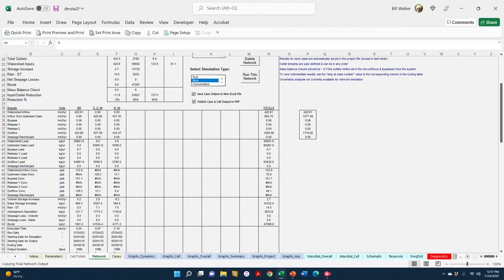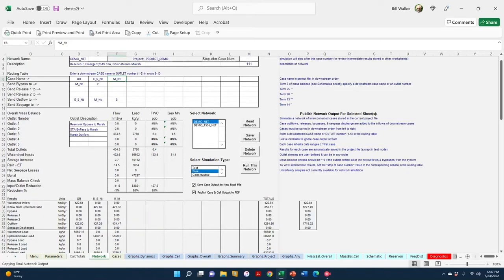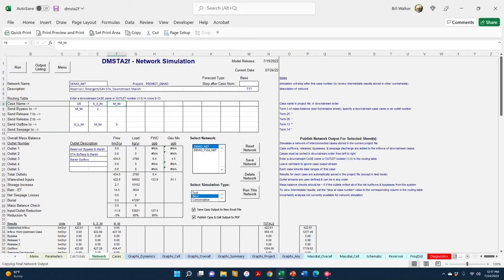Okay, so this gives you what's coming out of each cell, in and out, in terms of load and concentration. In this case, the marsh, the downstream end, is at 6, and the STA is at 13. There's a little bypass associated with this case, and the reservoir bypass, in this case, I'm sending to the marsh.